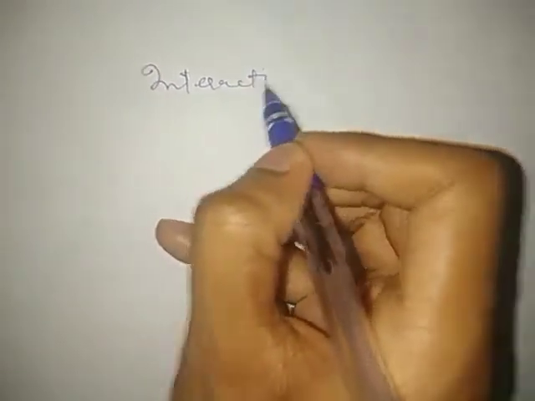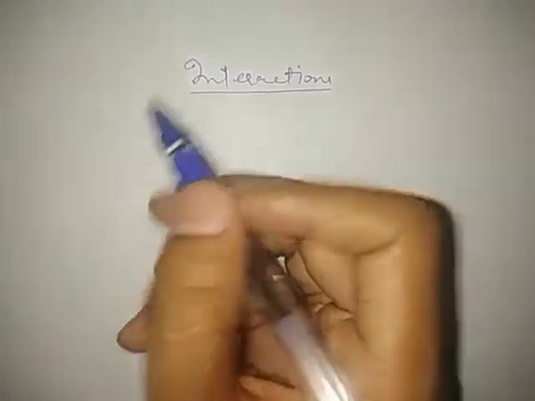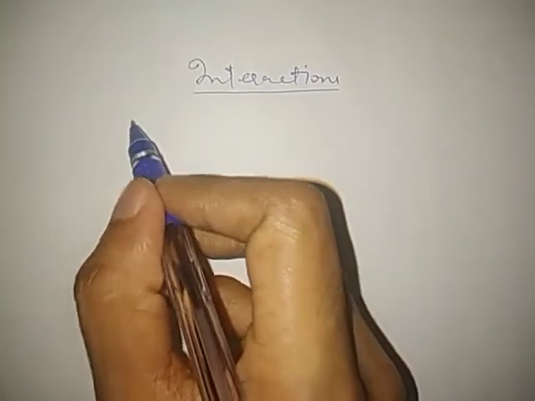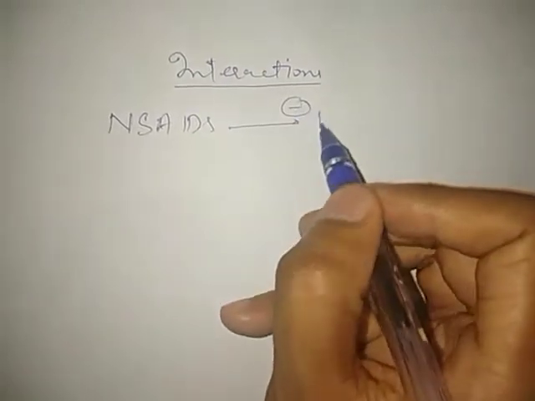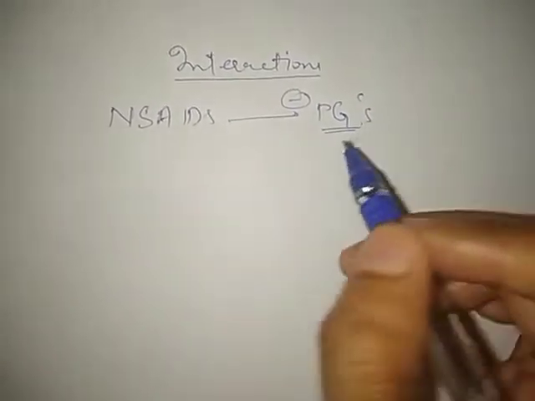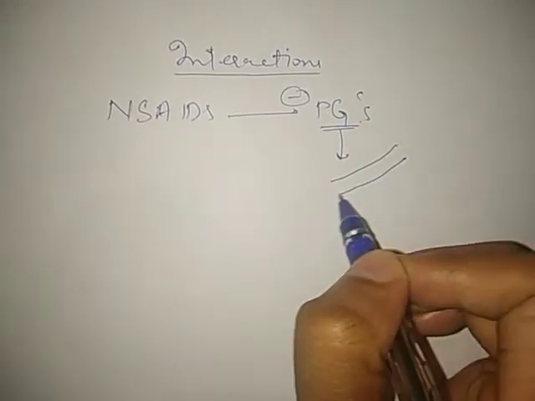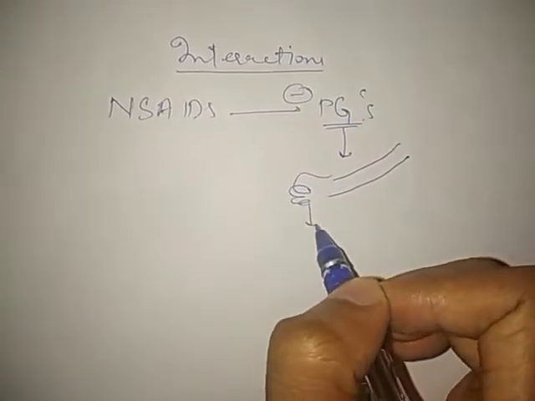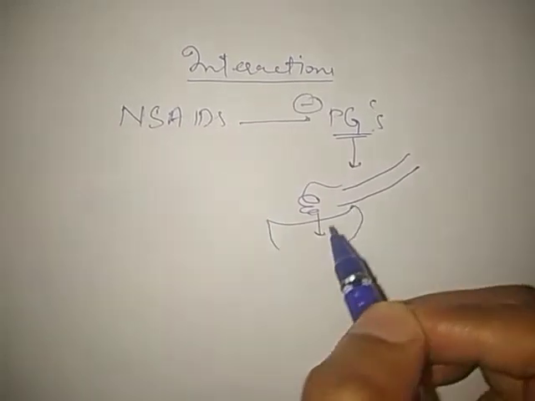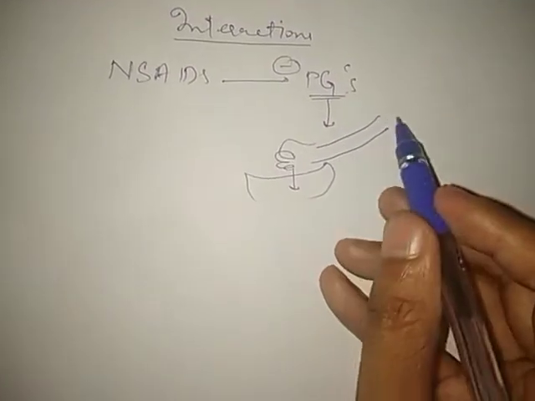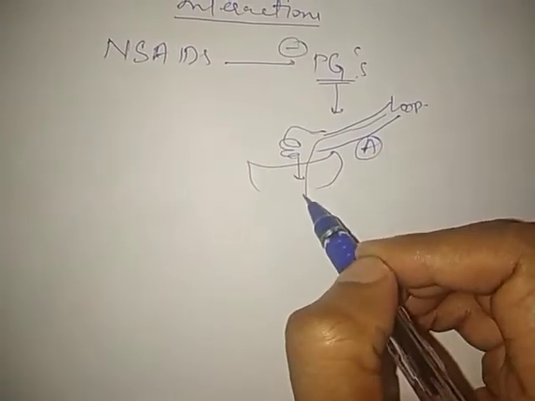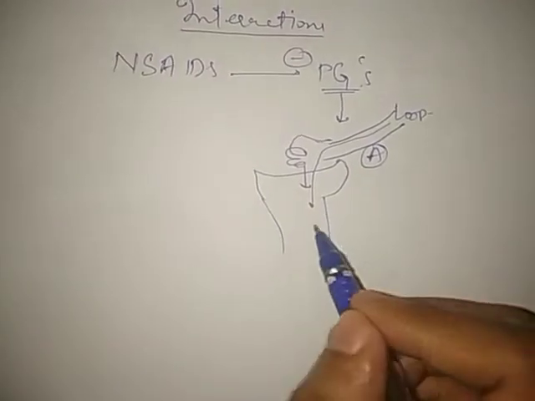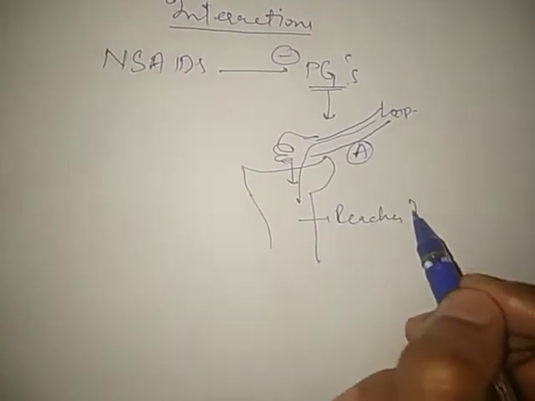Few interactions you have to remember. While giving diuretics like loop diuretics and thiazide diuretics to the patient, you never give NSAIDs. Why? Because NSAIDs will inhibit the prostaglandins. And these prostaglandins are dilating the afferent arteriole and thus increasing the GFR. Because of the dilatation of the afferent arteriole, these loop diuretics as well as thiazide diuretics gain access into the tubular lumen and reach their site of action.